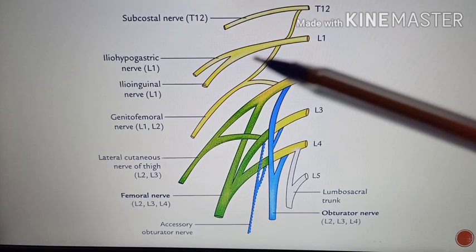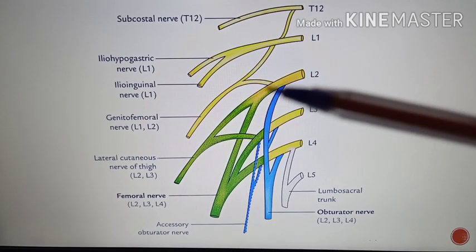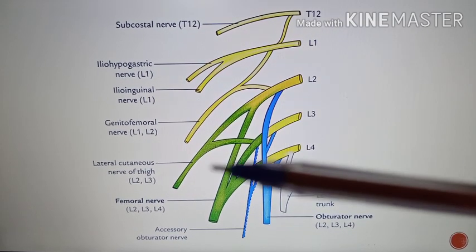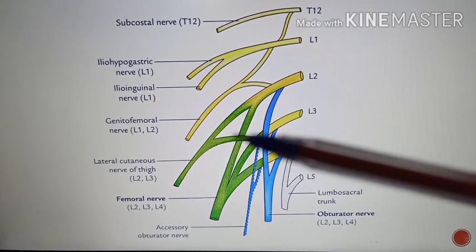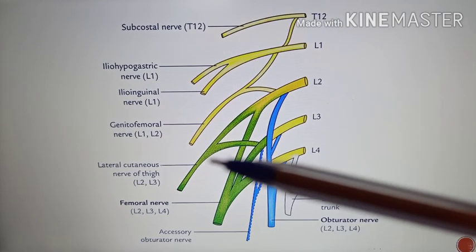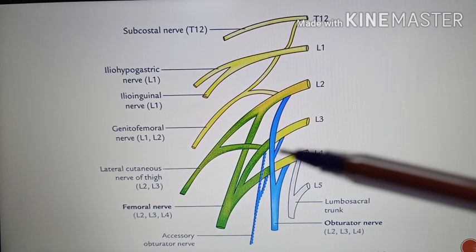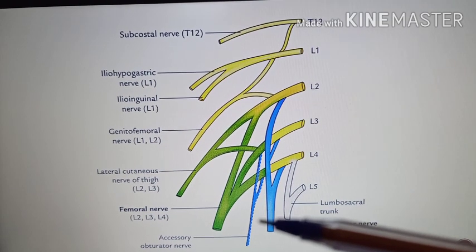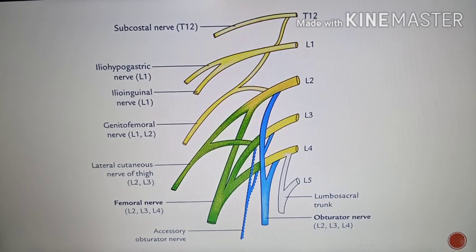In this picture you can see different colors, whereas when you are drawing it, you are supposed to draw it only in yellow color. This is just for your understanding purpose. Here, this green color is the lateral cutaneous nerve of thigh as well as the femoral nerve, that is from the dorsal division. Whereas this blue color is the obturator nerve and accessory obturator nerve, all those are the ventral divisions. So this is just for understanding how it is shown.